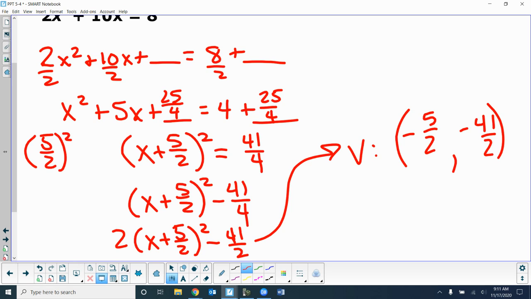And I'm sure on the quiz, I won't give you one that tricky. Okay, but you guys understand better today? Completing the square, b over 2 squared, make sure a is 1. Okay?